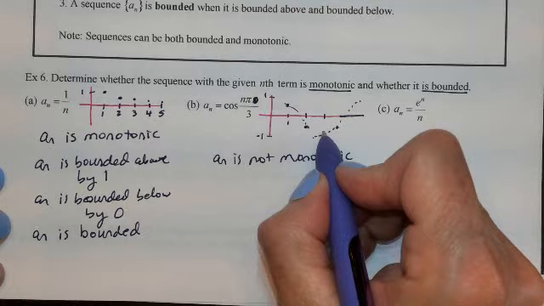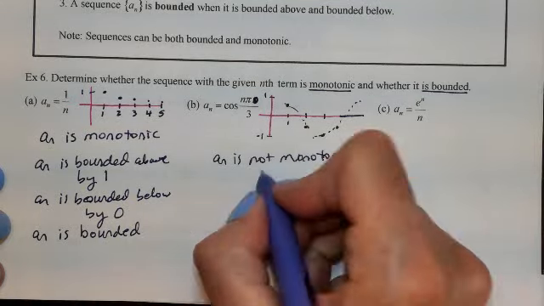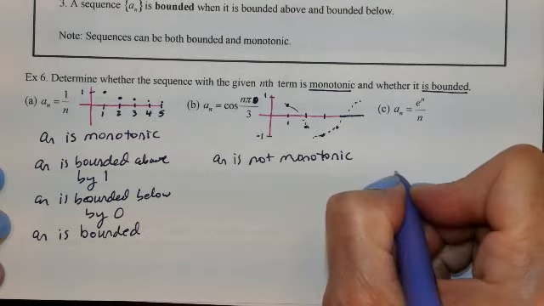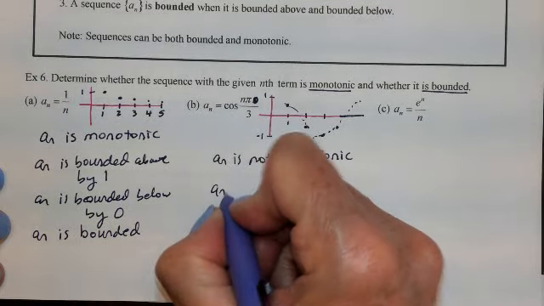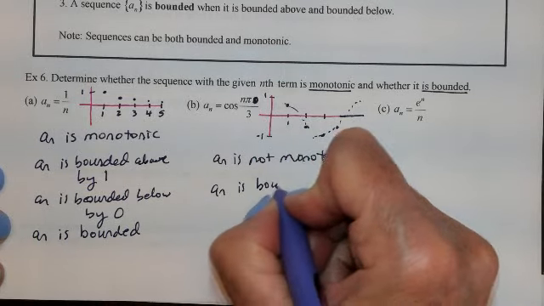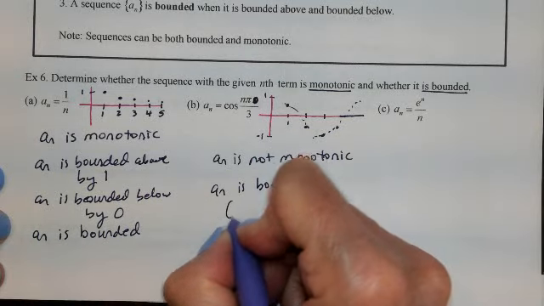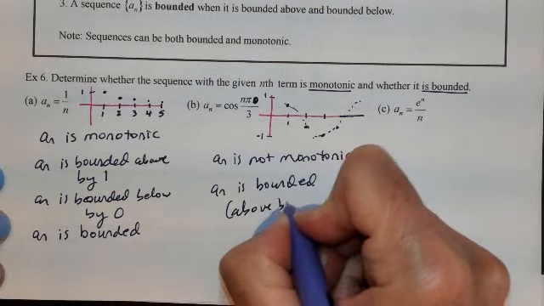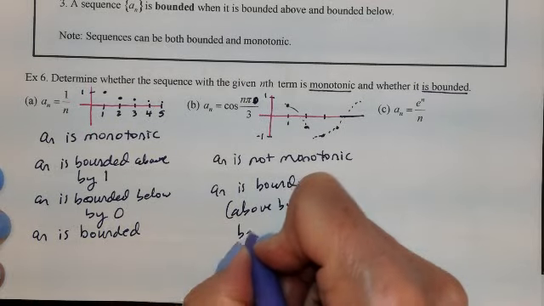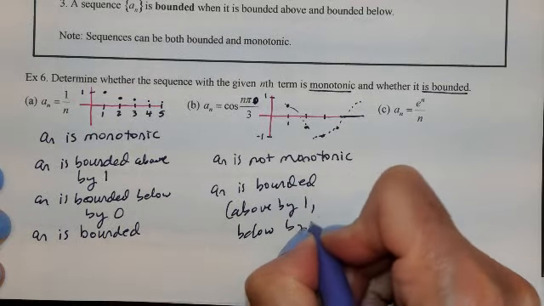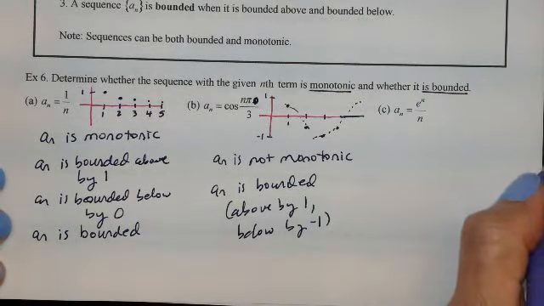Sometimes it's decreasing, sometimes it's increasing. Is it bounded? Is a sub n bounded? Yes. A sub n is bounded. And we can say above by 1, below by negative 1. Okay?